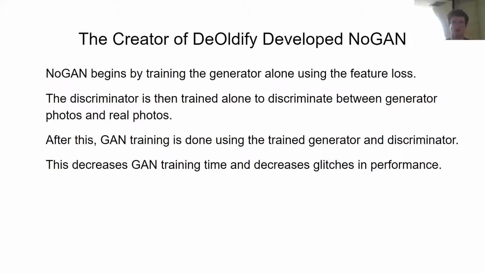But this wasn't quite good enough, and so the creator created a new algorithm. This algorithm is called NoGAN, which, as John Marshall mentioned, was a modification on the original algorithm. So what's different on this algorithm is that the discriminator model and the generator model are trained separately. The generator model is trained with feature loss, and the discriminator model is just trained in general. And after these two models are pre-trained, they both go through the normal GAN training process.